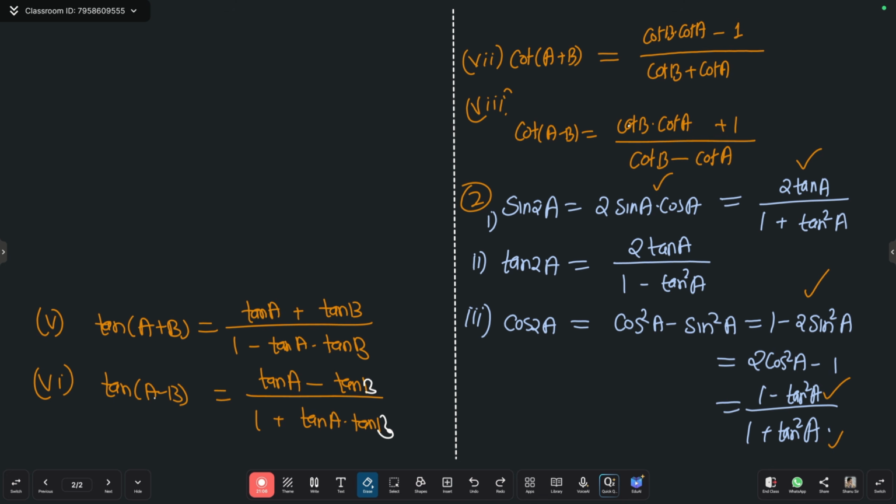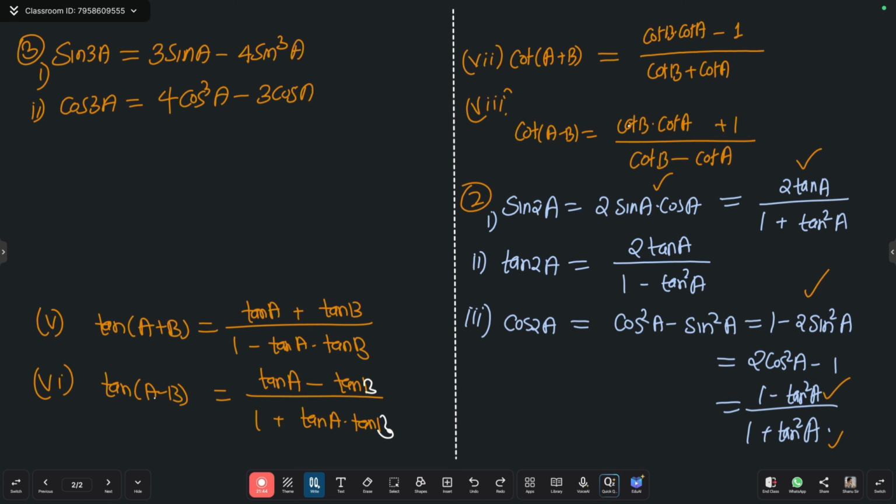Sin 2A, tan 2A, cos 2A: second multiple over. Now I will write the third multiple: sin 3A, cos 3A, tan 3A. Sin 3A is 3 sin A minus 4 sin cube A. Second, cos 3A is 4 cos cube A minus 3 cos A.